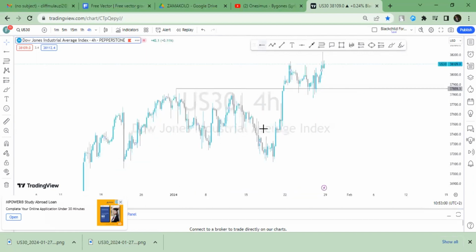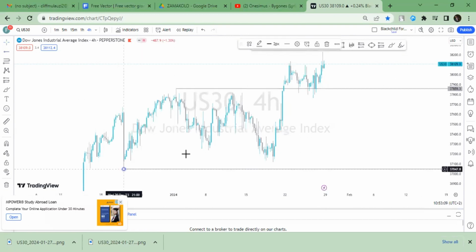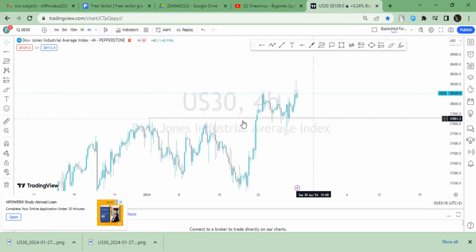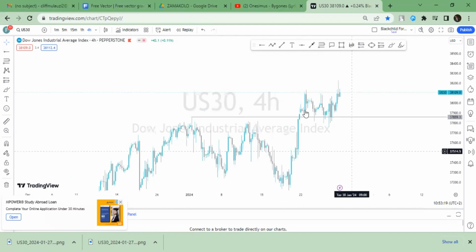Another one down here is not really necessary. The origin of this top leg is this. You can see that price has broken above and we are trading above right here, which means we're in a continuation structure where we'll likely see price pushing to the upside.